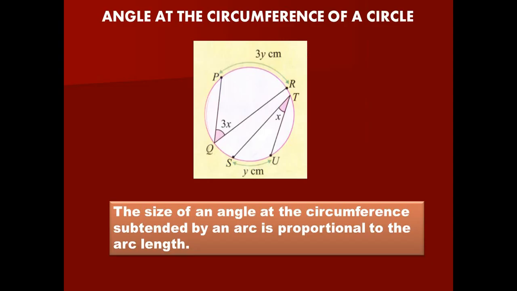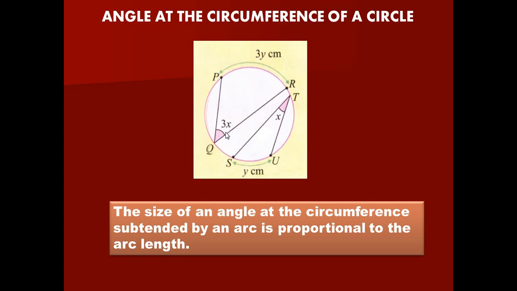Next one, the size of an angle at the circumference subtended by an arc is proportional to the arc length. What does it mean? Remember the word proportional. You can see here PR and SU. If this is Y, this is 3Y.